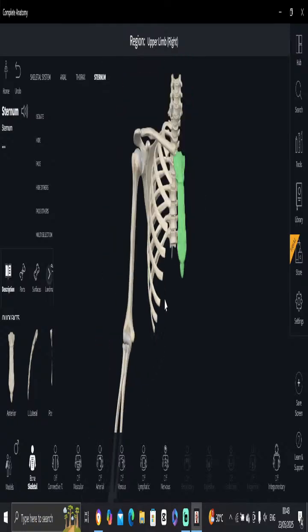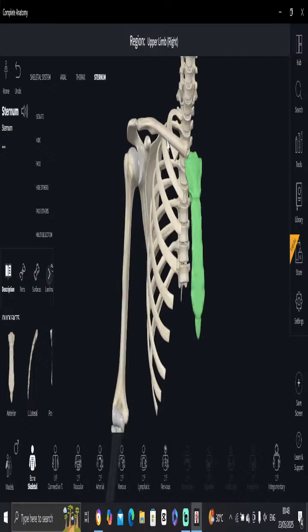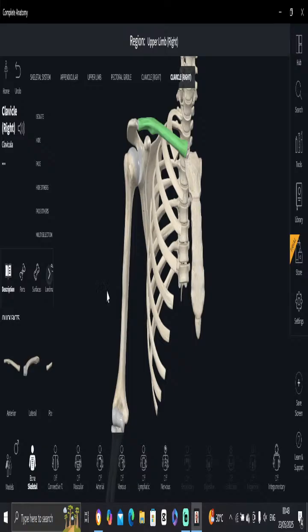But today we won't be talking about the muscles. That will be for another class. Basically today we will only talk about the osteology. So we'll majorly discuss the osteology of the upper limb today, and we'll start from the clavicle, of course, the collarbone.